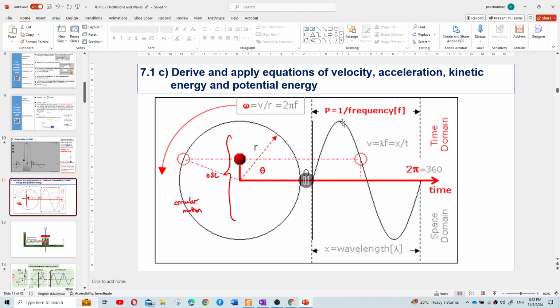When the graph goes to maximum, this ball is also at the maximum, where the amplitude means they are at this position. At the bottom means all also at the bottom. When at the top, all at the top. When at equilibrium, all at equilibrium. See that, class?